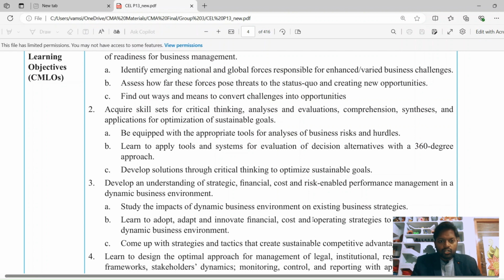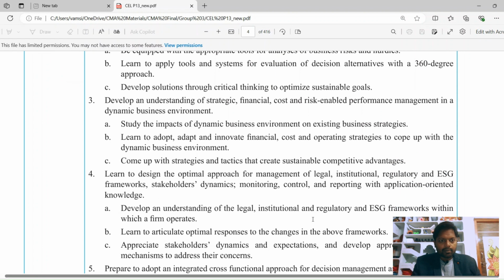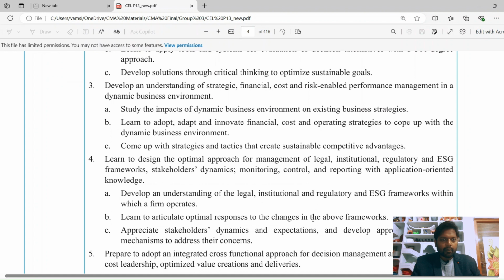Next, develop solutions through critical thinking to optimize sustainable goals. Point 3, develop an understanding of strategic, financial, cost and risk enabled performance management in a dynamic business environment.